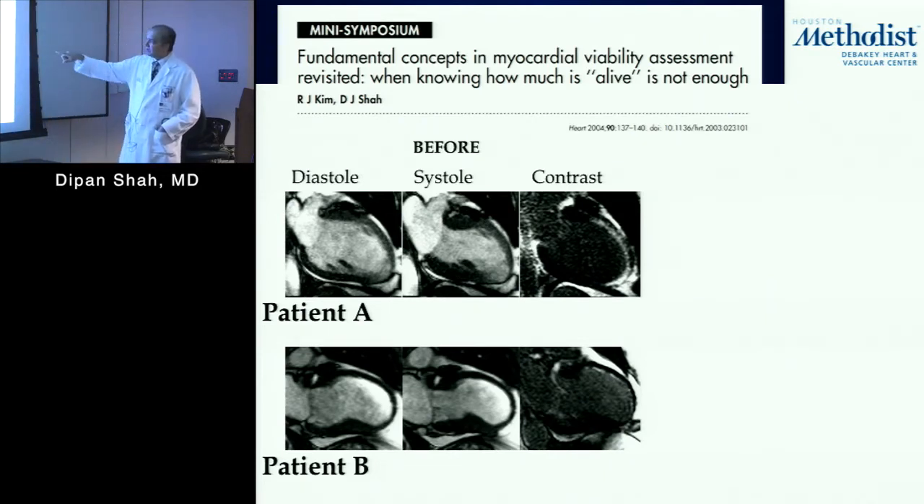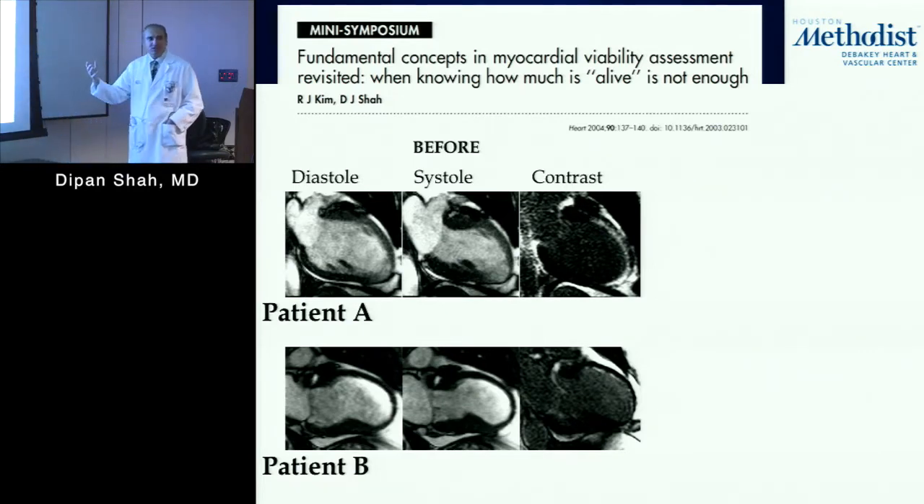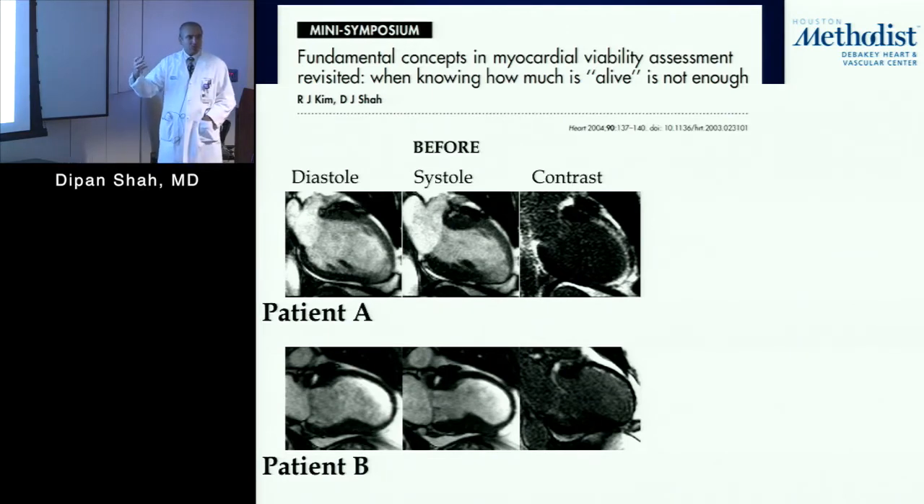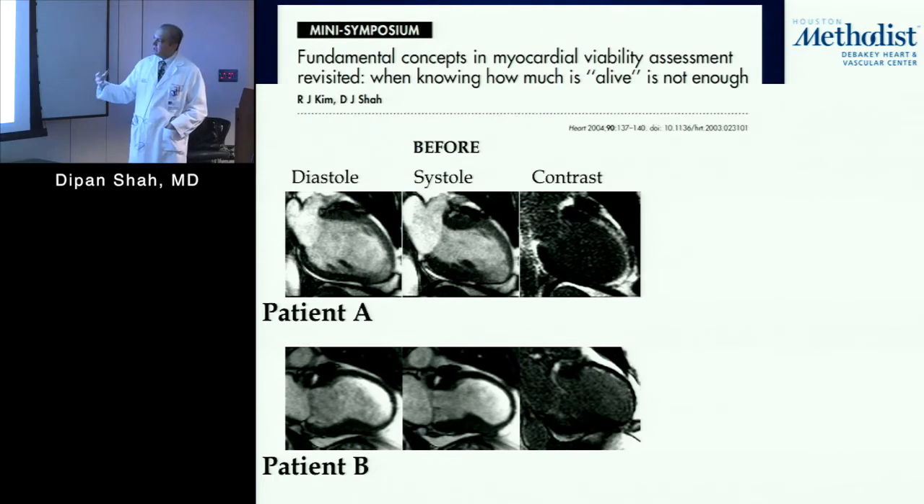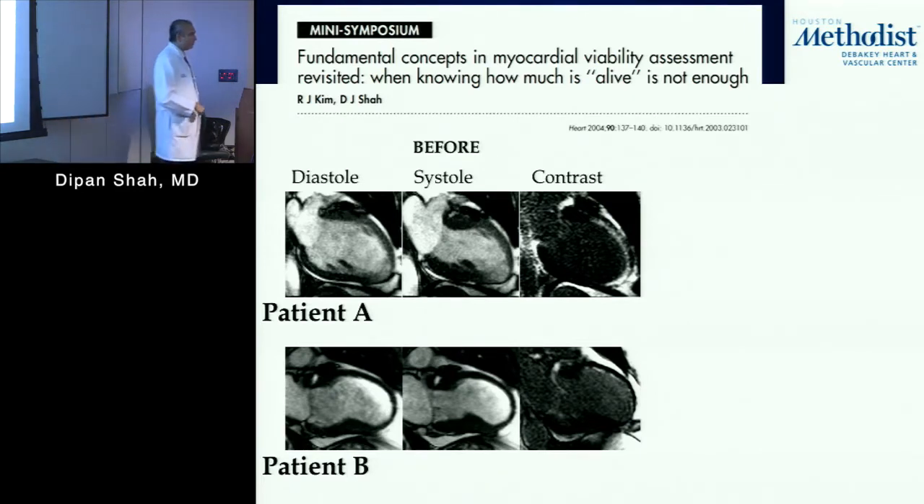Now, if you look at the size of the black area in both of these two example cases, the viable, because remember again, with this technique, black or viable myocardium would show up as black, whereas infarcted or scarred myocardium would show up as bright. And you can see that in both patients, the amount of the black is equivalent. But in the patient on the bottom, the amount of hyperenhancement or scar is actually much less than the patient on the top. And why is this important?